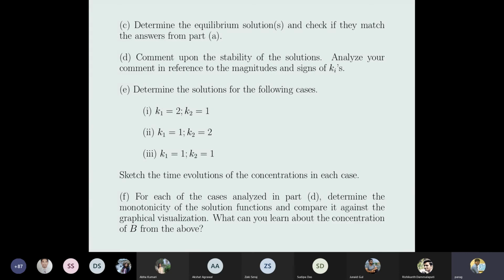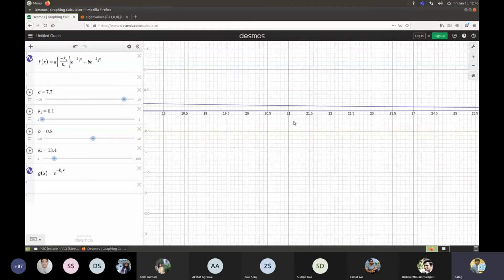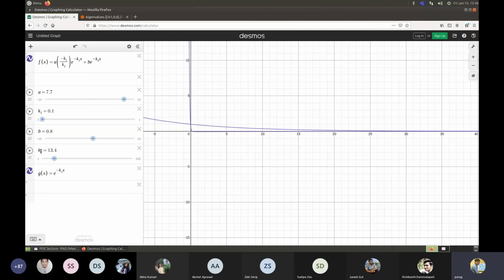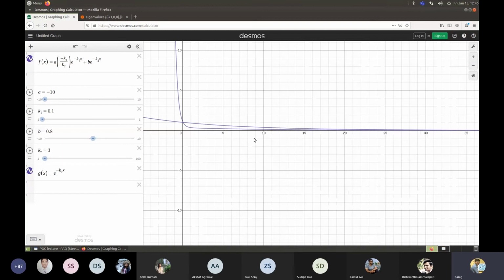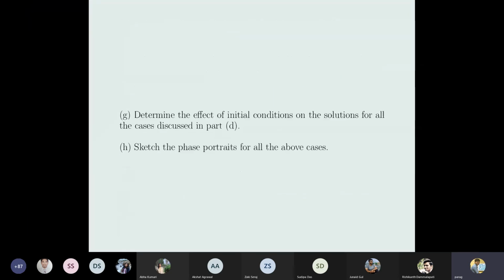What do you learn about concentration of B? This is what we saw here, that concentration of B can in fact increase and come down, or it can come down directly. So you need to adjust these parameters, these initial values, and then analyze the solution. Determine the effect of initial conditions on the solution of all the cases discussed in part D. And this is what I was pointing out too.